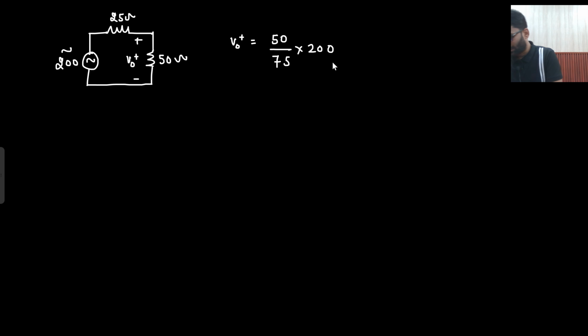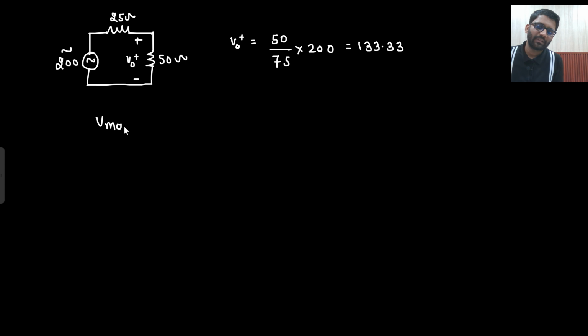Okay, so this is your 50 ohm and this is your 25 ohm, and whatever the voltage you get with respect to this, that will be your V naught plus. So V naught plus will be 50 by 50 plus 25, that would be 75, into 200. So 50 by 75 into 200, 133.33. So this is your V naught plus.